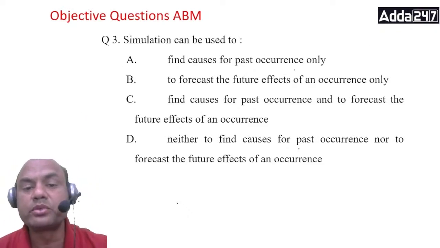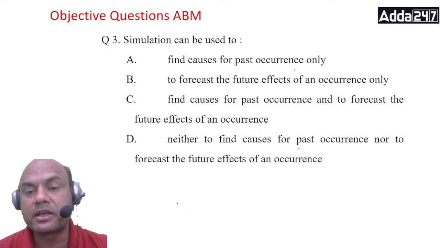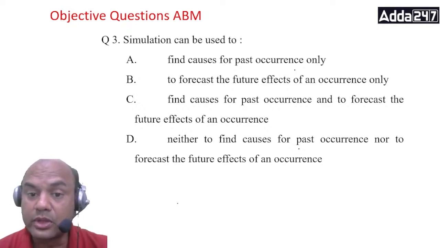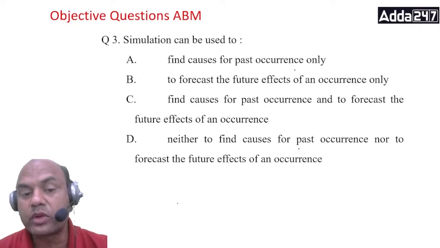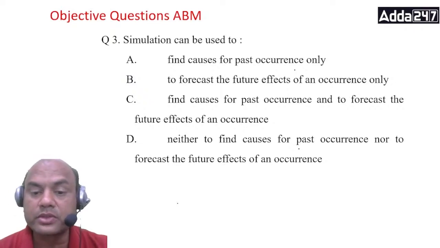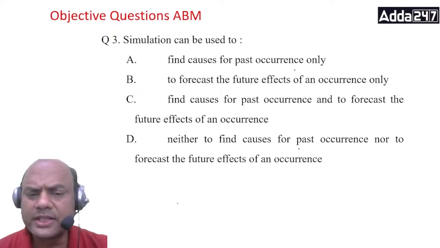Simulation can be used to, meaning why do we use simulation? To find causes of past occurrences only. To forecast the future effects of any occurrence only. Find the causes of past occurrence and forecast the future effects of an occurrence. Neither to find out the causes of past occurrence nor to forecast the future effects of any occurrence. Now obviously D is not the answer. Neither is not the answer.